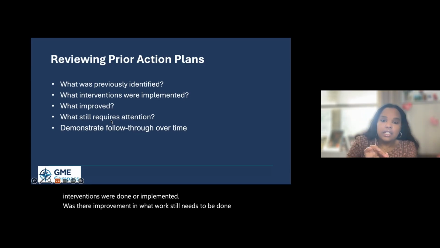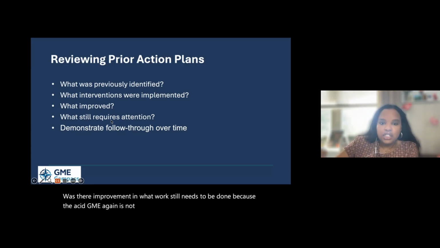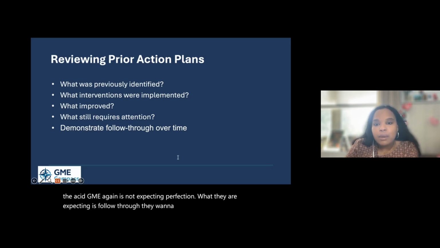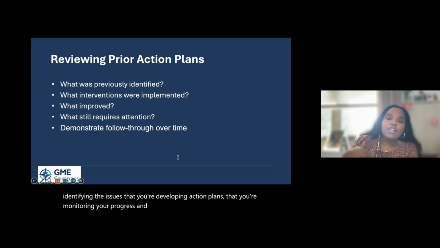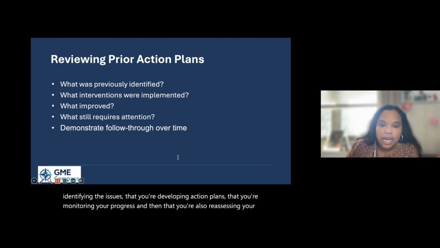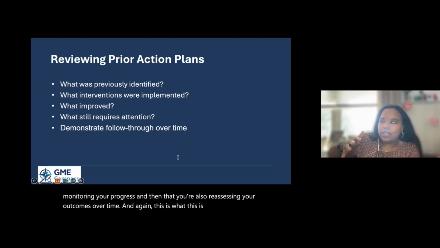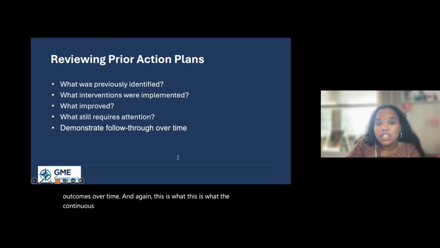Because the ACGME, again, is not expecting perfection. What they are expecting is follow through. They want to see that programs are identifying the issues, that you're developing action plans, that you're monitoring your progress, and that you're also reassessing your outcomes over time. And again, this is what the continuous improvement process looks like. And this is also where, honestly, strong documentation becomes really, really important.